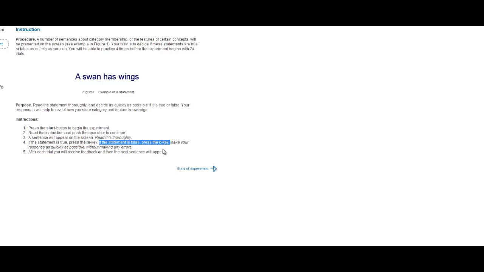Now the closer the two concepts or features in the sentence are within the semantic network, the faster people respond. So you'll be quicker to confirm the truth of a sentence, a canary can sing, than the truth of a sentence, a canary is a bird. And you'll take even longer to respond to the sentence, a canary is an animal.